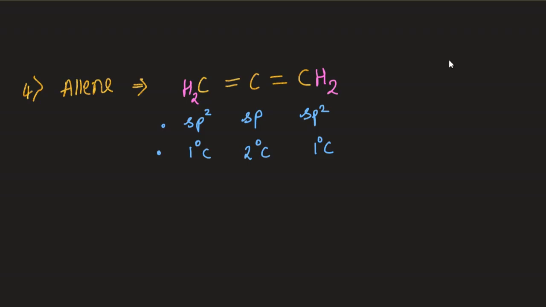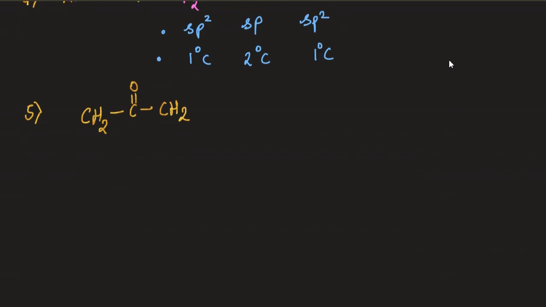Okay, next, fifth one: CH2, C double bond O, CH2. We need to find the hybridization for all these carbons. First of all, this carbon is surrounded by no double bond, no triple bond, nothing like that. If nothing is there, what can you say? sp3 hybridization.